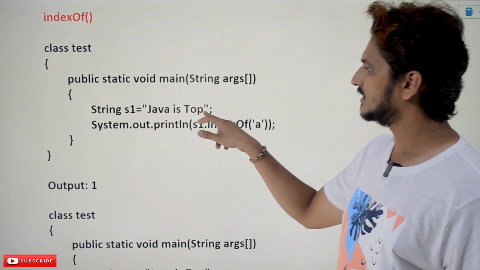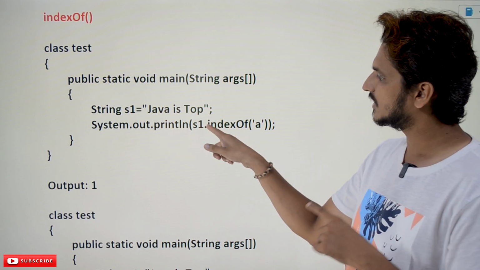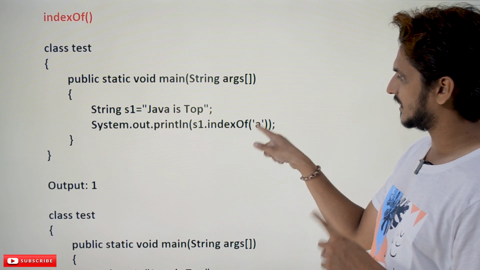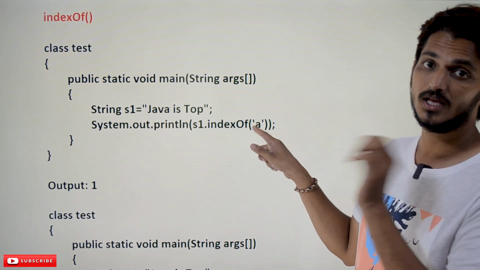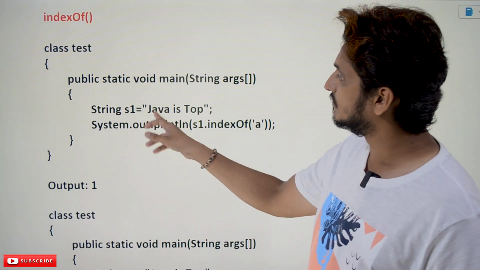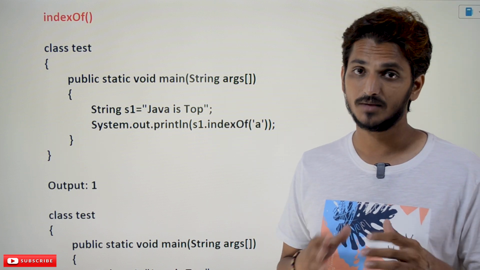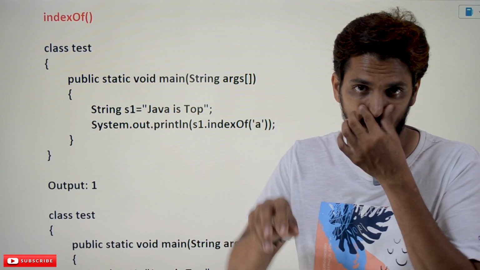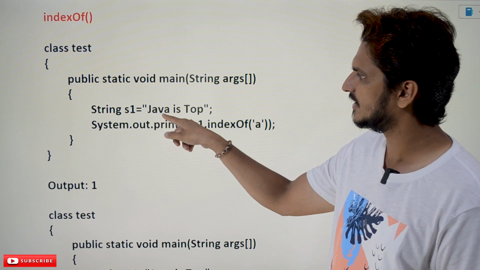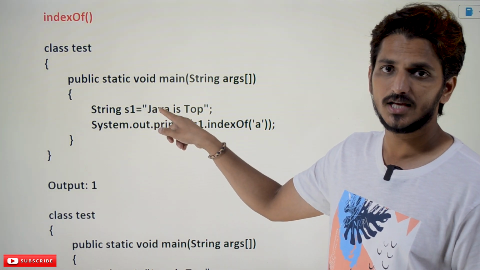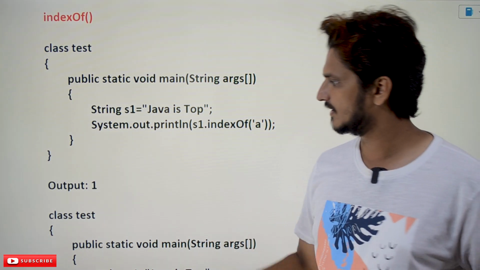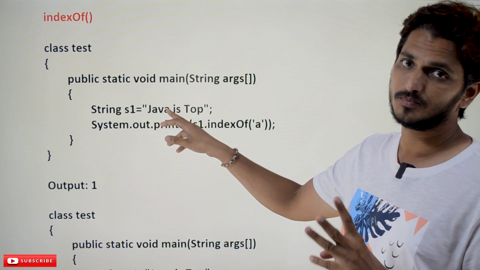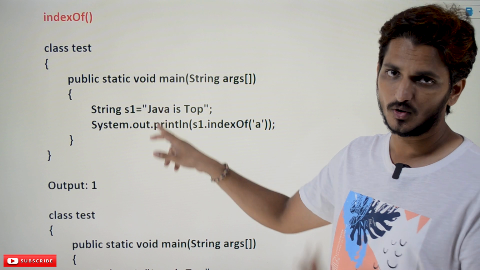String s1 is equal to Java is top. System.out.println of s1 dot indexOf, where s1 is the string object and indexOf is the method. For that we are passing the character A. But A is available at multiple positions. Which one is it going to get? The first occurrence of A. At what index does the first occurrence of A occur? J is the 0th position, A is the first position. Our output will be 1. The second A, at the third position, it is not going to get. The first occurrence of A is what it gets.